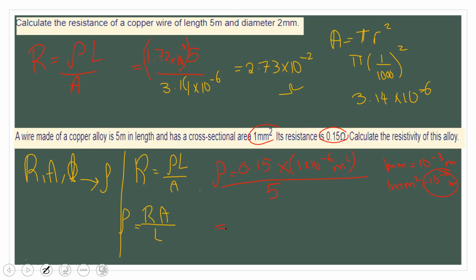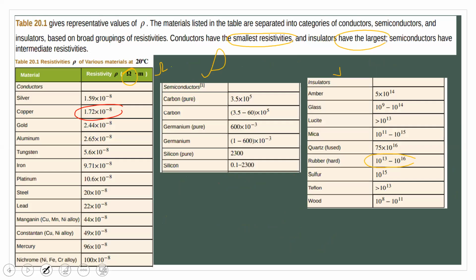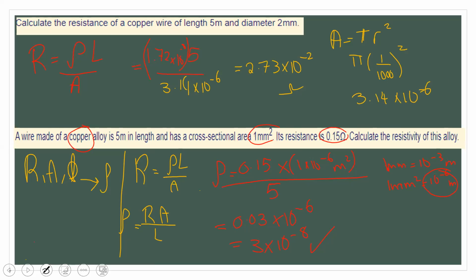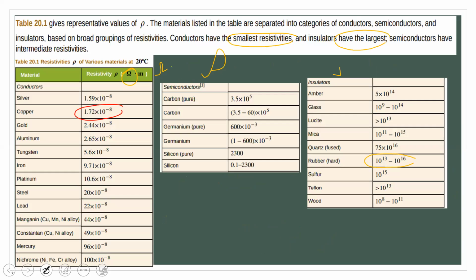Then 0.15 over 5 is 0.03 times 10^-6, or 3 times 10^-8. Let's see now, is it correct? We said that it is a copper, so the resistivity is 3 times 10^-8. Let's come back now to the table. What happened here? A copper alloy.